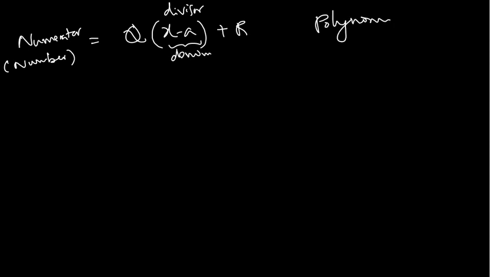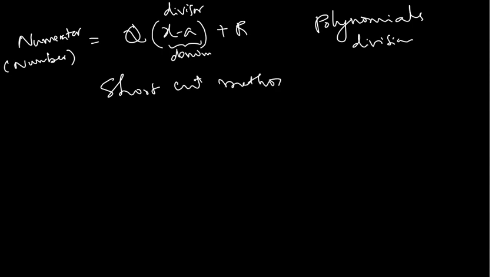This we are aware, polynomials division. Okay, the theorem has not started yet. What the theorem says is that, can I have a shortcut method to find r? That is the question. So yes, it is possible.